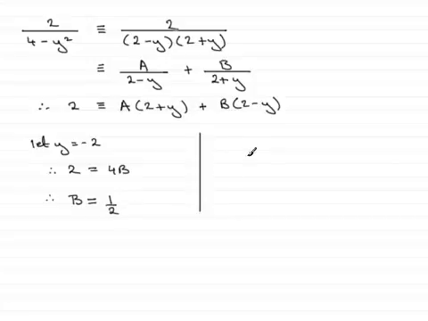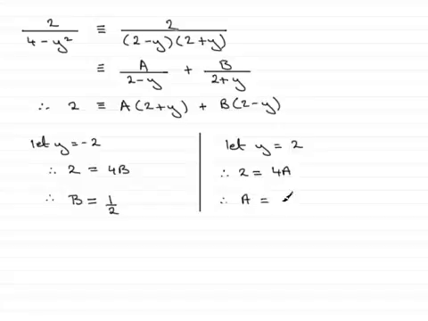Next we want to find out the constant a, so to do that I'm going to make this bracket 0 by setting y equal to 2. So we'll let y equal 2, and on the left we have 2 equals, here we have 2 plus 2, which is 4a, and this bracket, as I say, goes to 0, so we have nothing here. Dividing both sides by 4 gives a equals 2 quarters or a half.